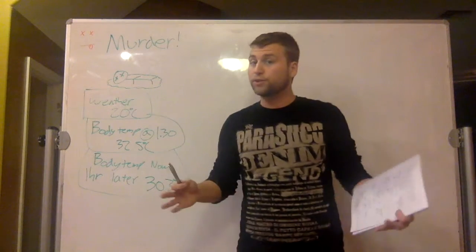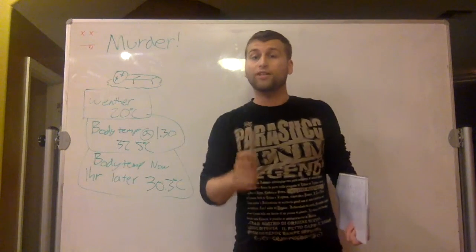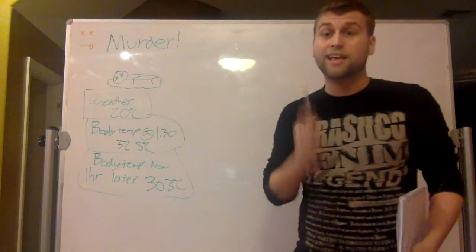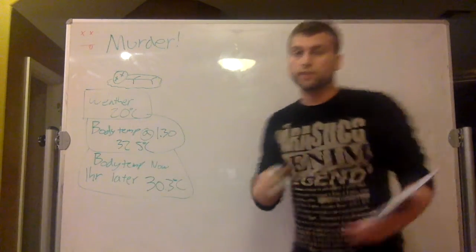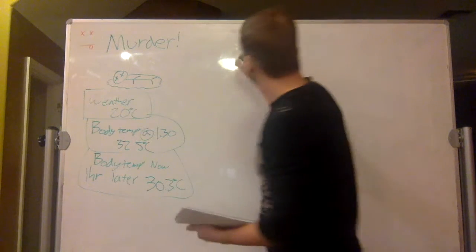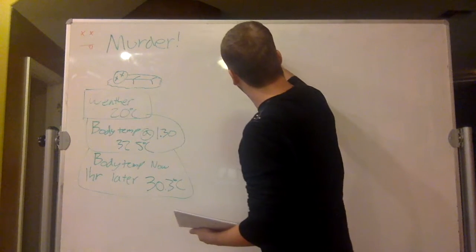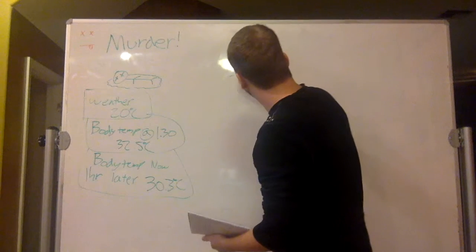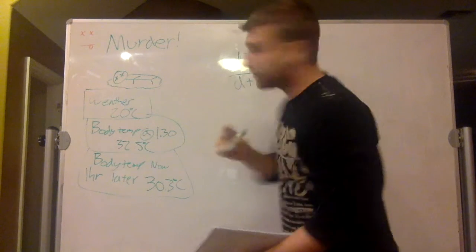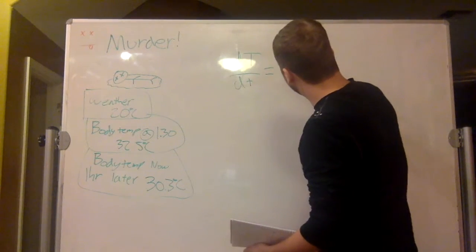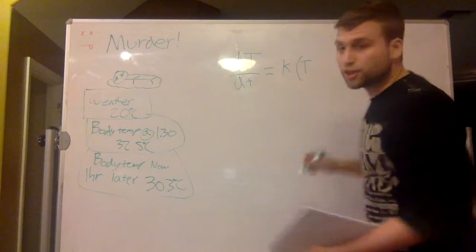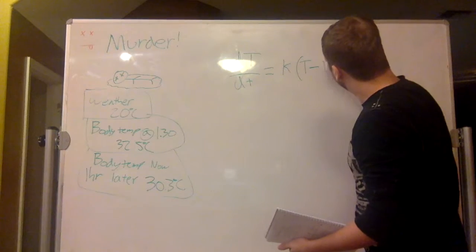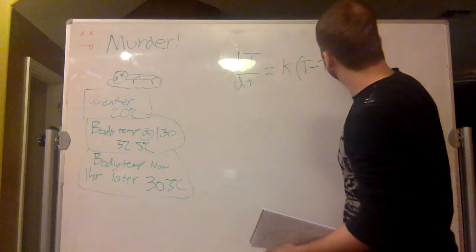Now you're probably wondering, what can we do with all this information? We can use Newton's cooling law to tell us exactly when this man was murdered. Now Newton's cooling law states that the derivative of temperature over the derivative of time is equal to k, some constant, times the temperature minus the temperature of the surroundings.